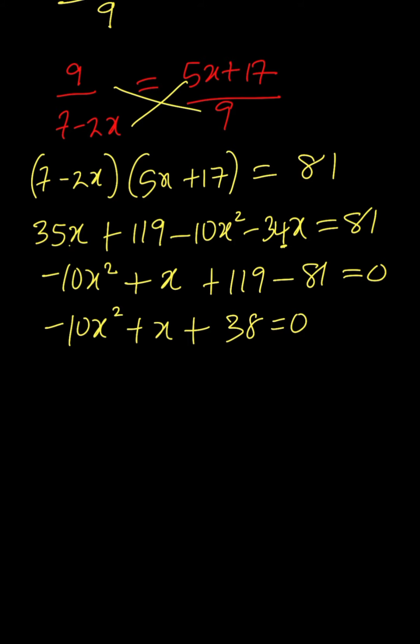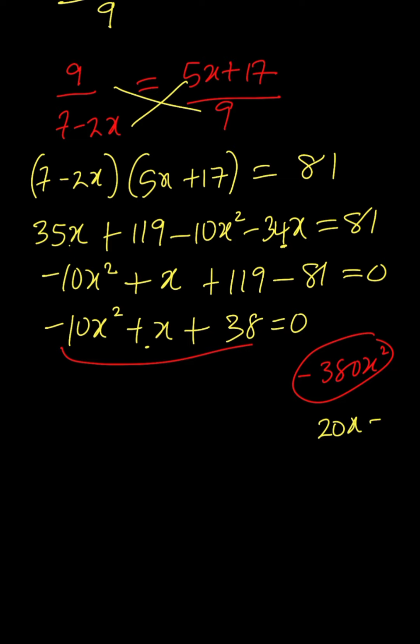Then remember that to factorize this resulting quadratic equation, you use this to multiply this. That will be giving us around minus 380x squared. So think of two terms you will multiply to get this minus 380x squared, and if you add, you get plus x, that is here. The values must be 20x and minus 19x, because 20x minus 19x will give us x, and 20x times minus 19x will give us minus 380.